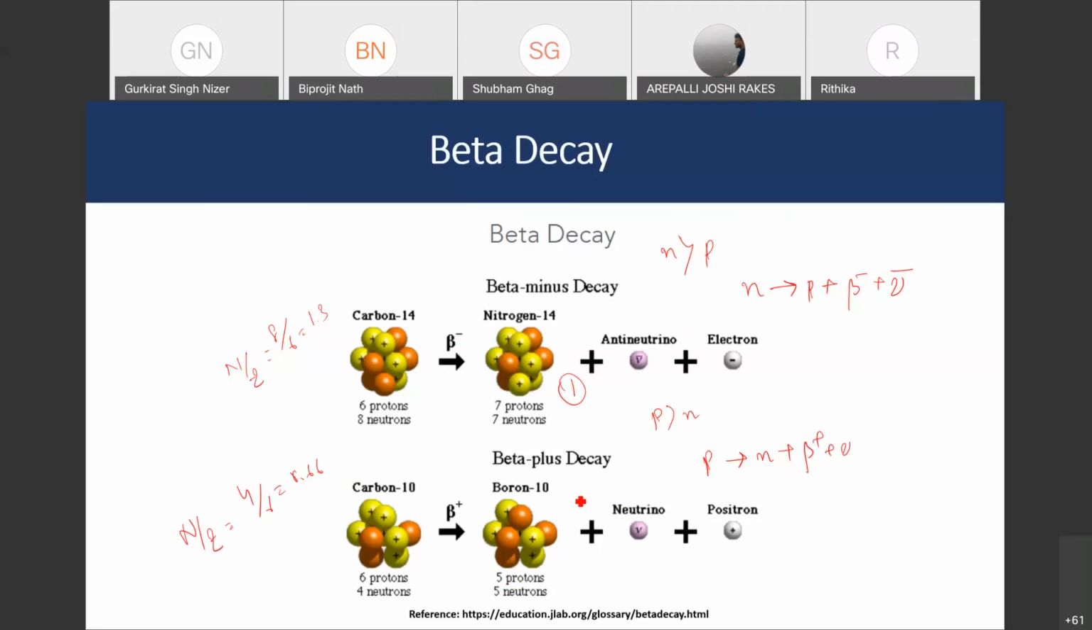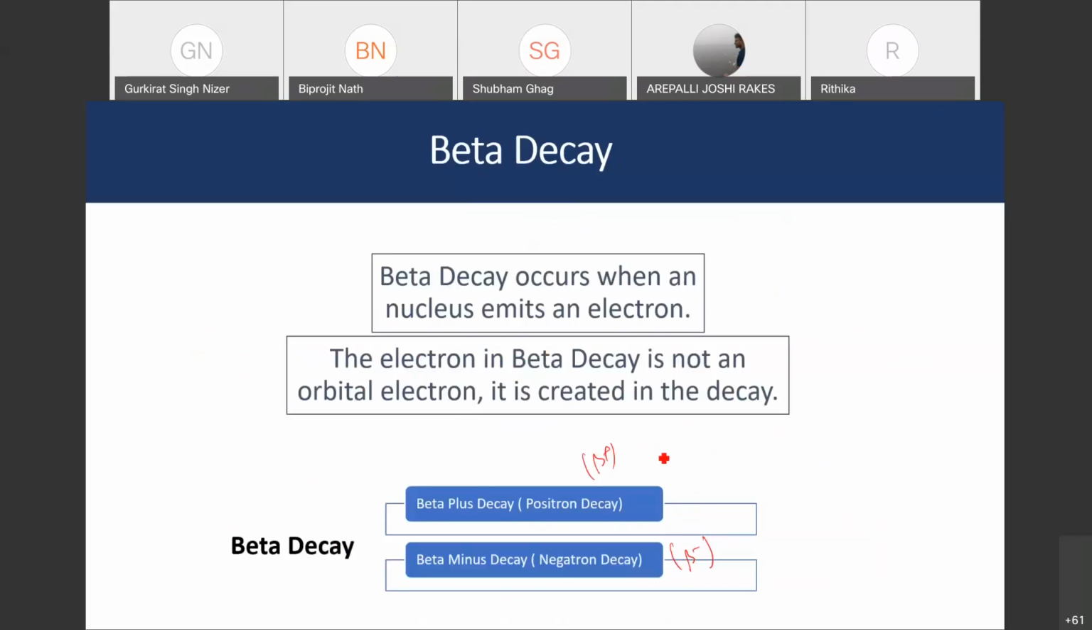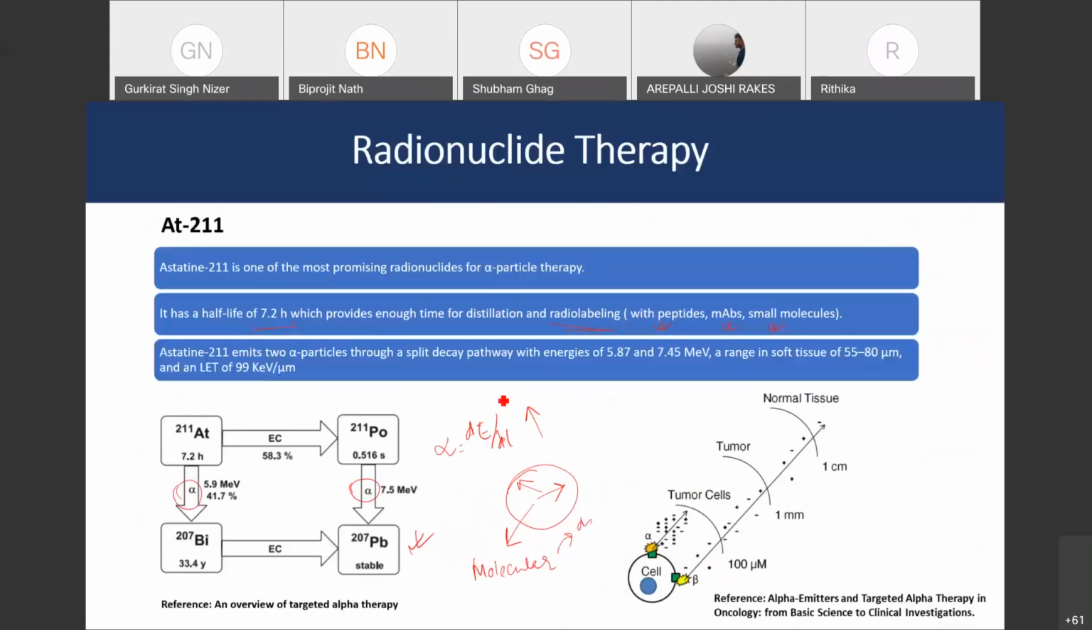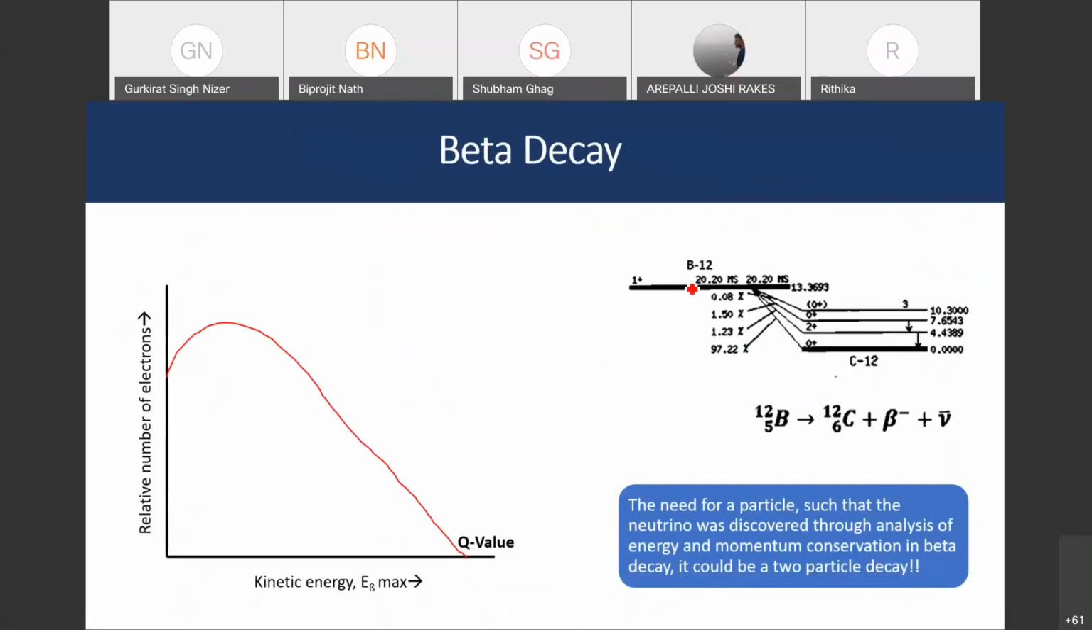Now, like in the previous example in alpha therapy, where we talked about a decay process in which we get an alpha particle of energy 5.9 MeV, here we see boron 12 decaying to carbon 12 through a series of beta minus decays, and the Q value of the reaction is about 13 MeV. It means that we must get a beta particle of energy 13.36 MeV. But that's not the case.